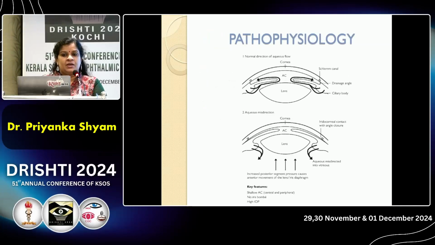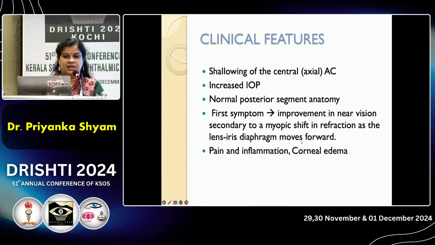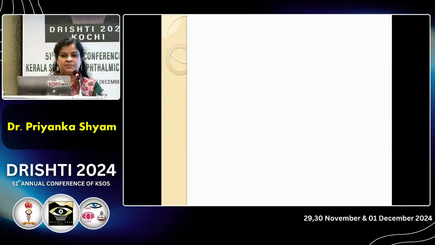Coming to the pathophysiology of malignant glaucoma, it is mainly due to the aqueous being misdirected into the vitreous and resulting in an increased posterior segment pressure, which causes anterior movement of the lens iris diaphragm, thereby resulting in a secondary angle closure. So the key features are shallow anterior chamber, both central as well as peripheral. There is no iris bombe, and also the patient has high IOP. Normal posterior segment anatomy, and the first symptom may be improvement in near vision, which is secondary to myopic shift due to the lens iris diaphragm being pushed forwards. The patient also presents with pain and inflammation and corneal edema.